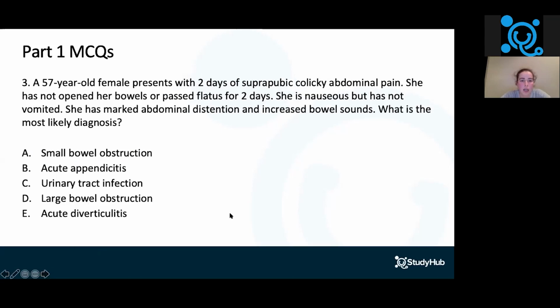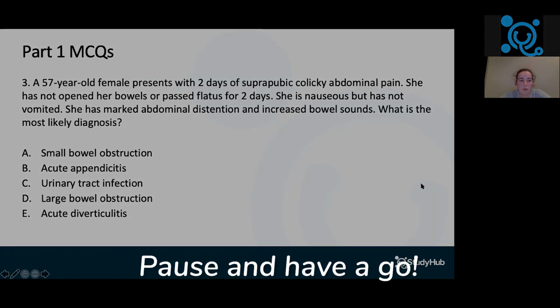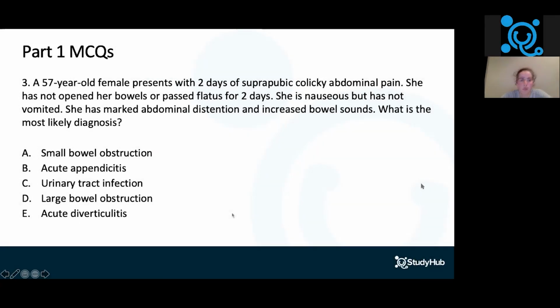Okay, and then the final question in this part. Okay, so I can see that the most popular answers were A and D. And the answer to this question was D, large bowel obstruction. So going through the question, we can pick out some of the key features of bowel obstruction in this. So colicky abdominal pain, absolute constipation for 2 days, and marked abdominal distension with increased bowel sounds. So that's all sounding like some sort of bowel obstruction.